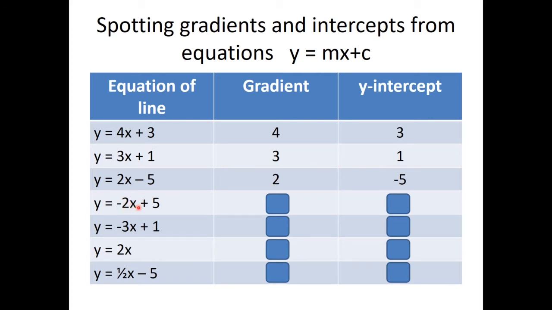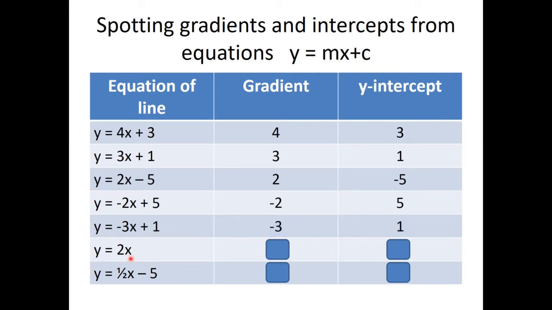Over here, the number in front of x is 2, but it's actually -2. Again, that minus has an effect. So this should say -2. And it does. And then we've got a y-intercept of +5. The gradient here is -3, and the y-intercept is +1.